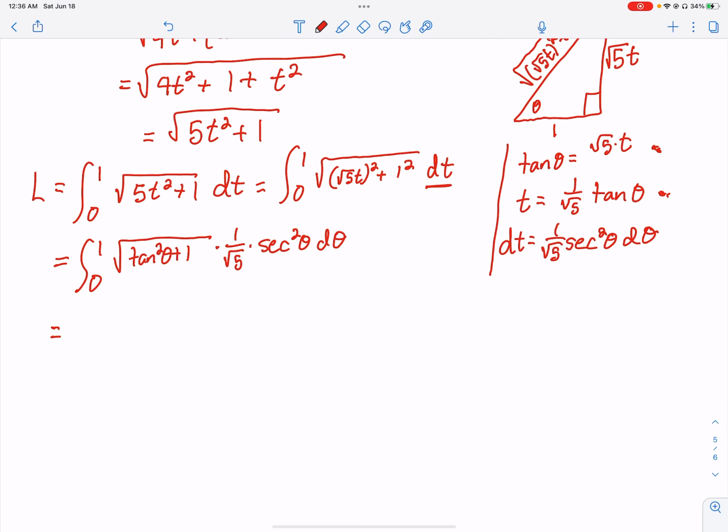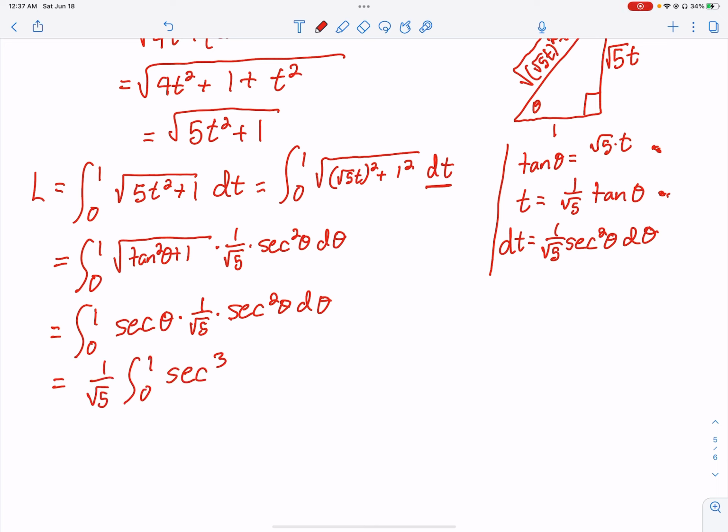Okay, then from our trig subs, I know the square root of tangent squared plus 1 is a Pythagorean identity. That's actually secant theta, times 1 over the square root of 5 times secant squared theta d theta. And then now I'm going to move the 1 over the square root of 5 on the outside, 0 to 1. I get a secant cubed theta d theta.